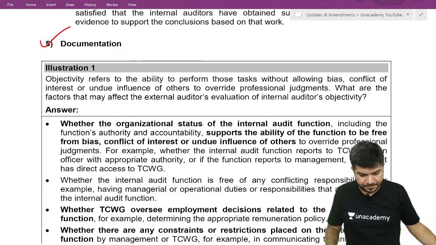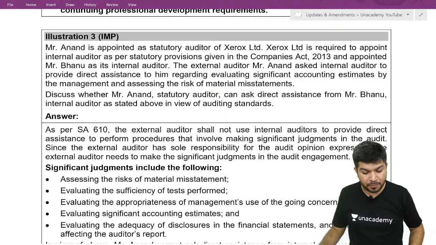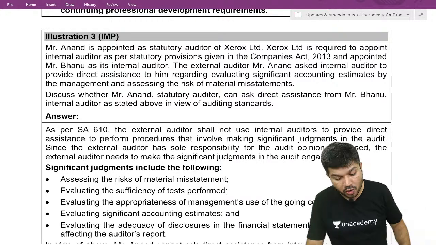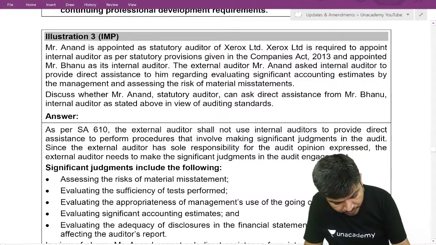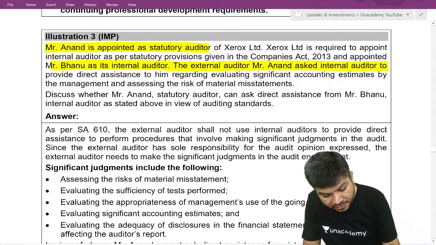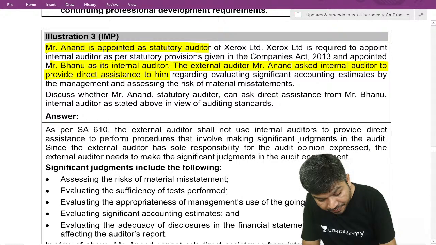Now I just go to question number 3. Questions 1 and 2 are fine, it's just theory. Question number 3. We are appointed as statutory auditor of Xerox Limited. Xerox Limited is required to appoint an internal auditor as per the Companies Act, and they have an internal auditor, Mr. Bhanu. You are appointed as statutory auditor. The external auditor asked the internal auditor to provide direct assistance to him for evaluating significant accounting estimates.